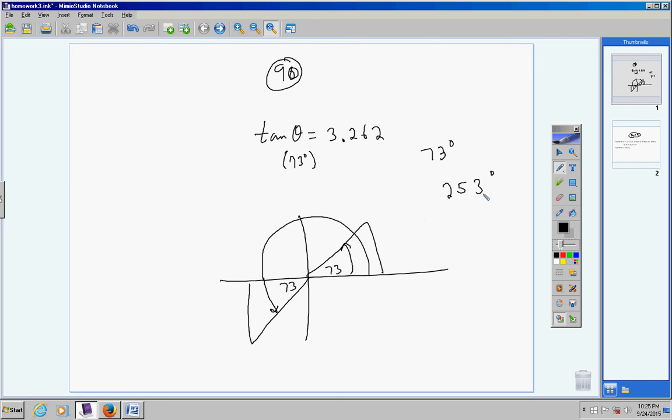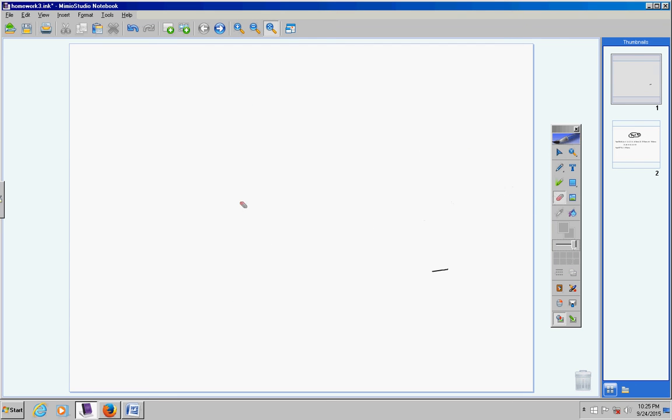Now let's take a look at number 92. Cosecant of theta is negative 6.125. Okay, now here we go. We got to find that reference angle. Now please listen to me. I would never worry about the negative sign when you're trying to use your calculator. Please don't do that, students.